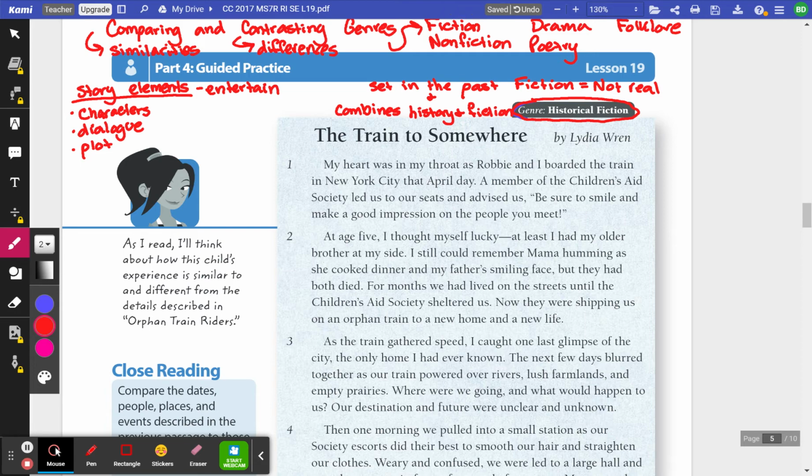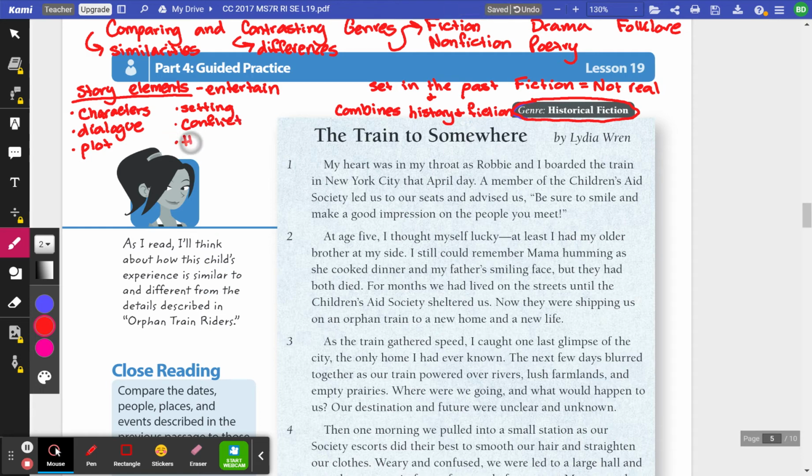If you were to draw your plot graph or your plot diagram, you would have your exposition, your rising action, your climax, falling action, and your resolution. All of that is made up of the plot. So, what happens in the story? You know that your story's got to take place somewhere. So, you're going to have some type of setting. There are going to be problems that the characters face. So, you're going to have some type of conflict, right? If you've got conflict, you've got to have resolution, remember, which is part of your plot.